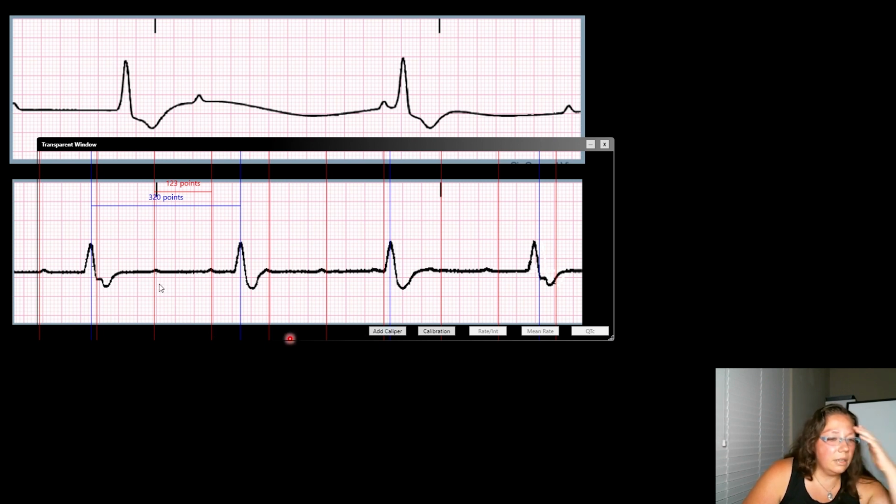And then we got the QRSs, and they march out pretty well. QRS, QRS, QRS. Completely not talking to each other. So we've got third degree heart block.